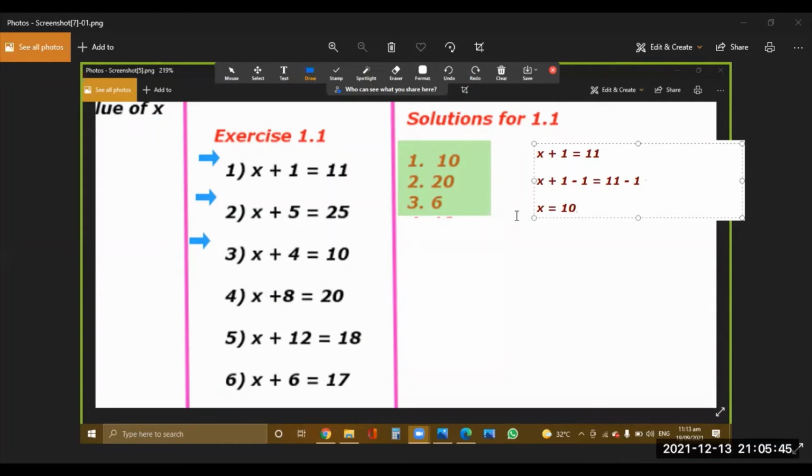So the answer for number 1 is 10, the answer for number 2 is 20, and the answer for number 3 is 6. So what I would like you to do now, you could go ahead and try 4, 5, and 6. Once you get the hang of that, you could pause the video, try 4, 5, and 6. And once you get the hang of it, you could press play, see if you got it correct, and we'll move on to the next part of algebra that you would need to know, I should say.